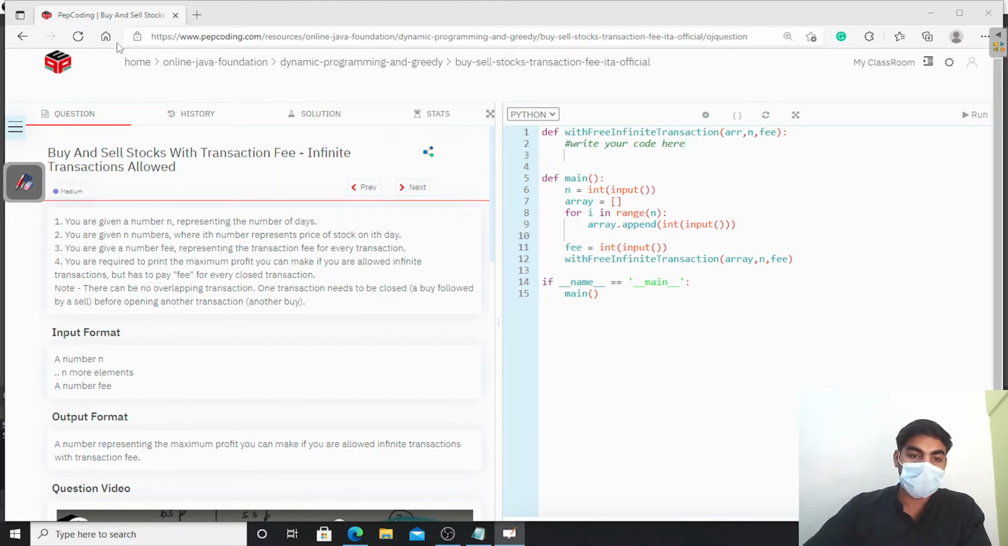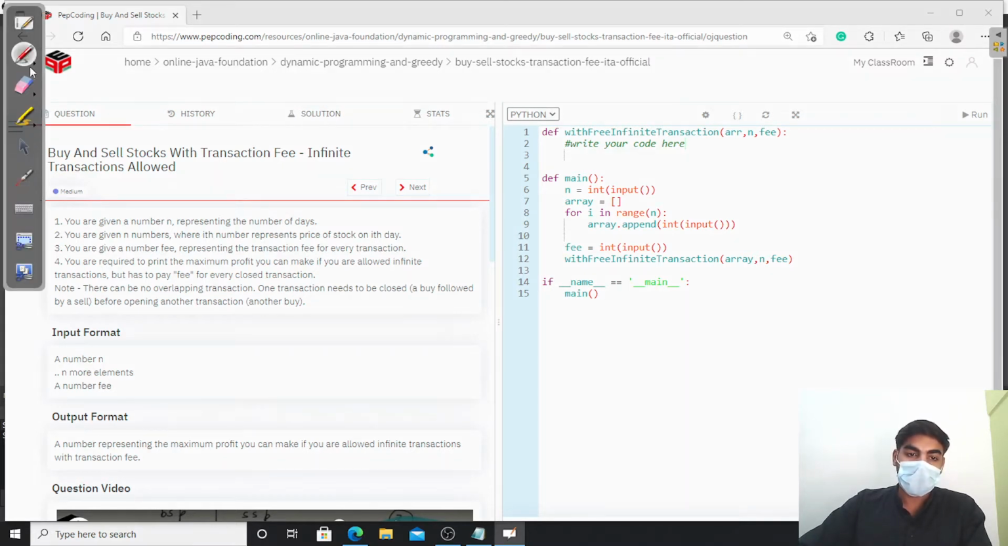So there is a note here. In the last problem I already discussed overlapping transactions, and I'm explaining it again here. If we buy first, buy second, then sell first, then sell second, you can see we are buying another one before selling the first one. So this transaction completes here and this transaction completes here. So there is overlapping between these transactions, so we cannot do this type of transaction.